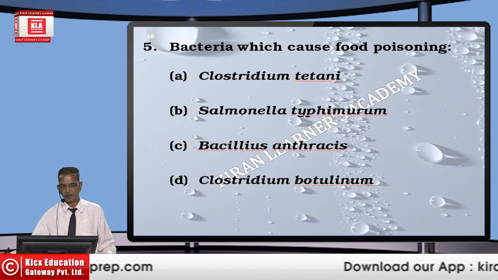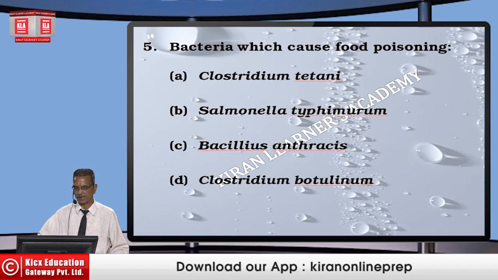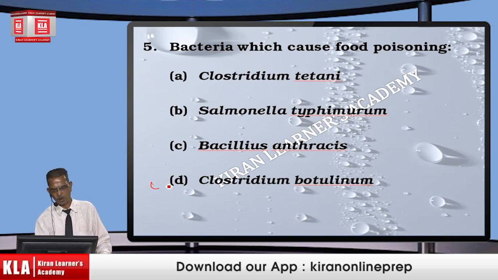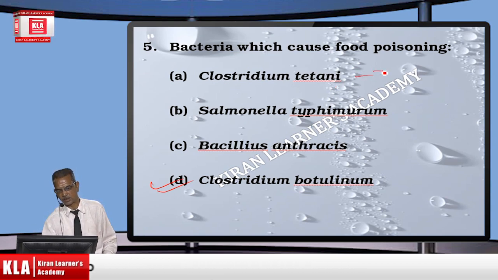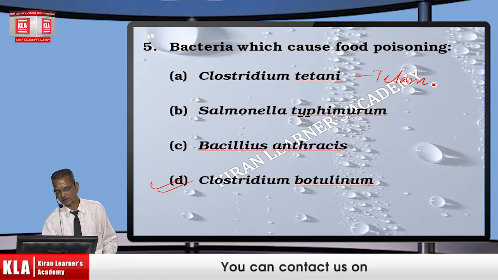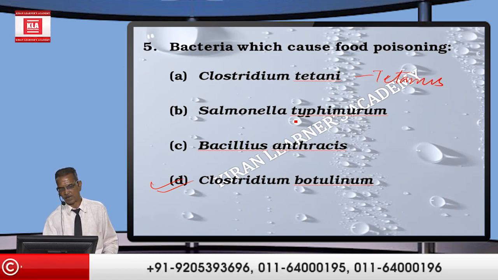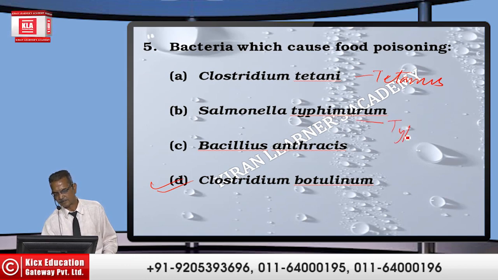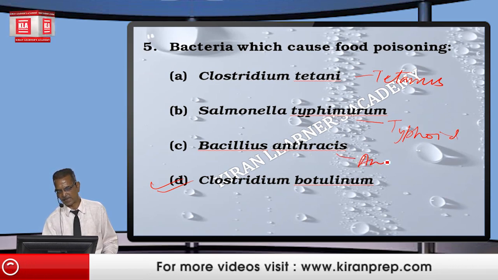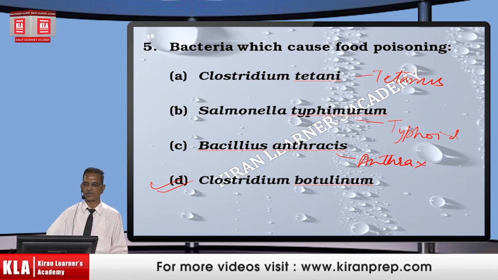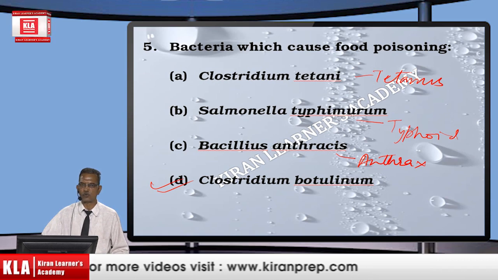Next, bacteria which causes food poisoning. Bacteria which causes food poisoning is Clostridium botulinum, because Clostridium tetani is the one that causes a disease called tetanus. Salmonella typhi is the one that causes typhoid. Bacillus anthracis is the one that causes the disease anthrax. And hence we are left with only one, and that is Clostridium botulinum, which causes the food poisoning.